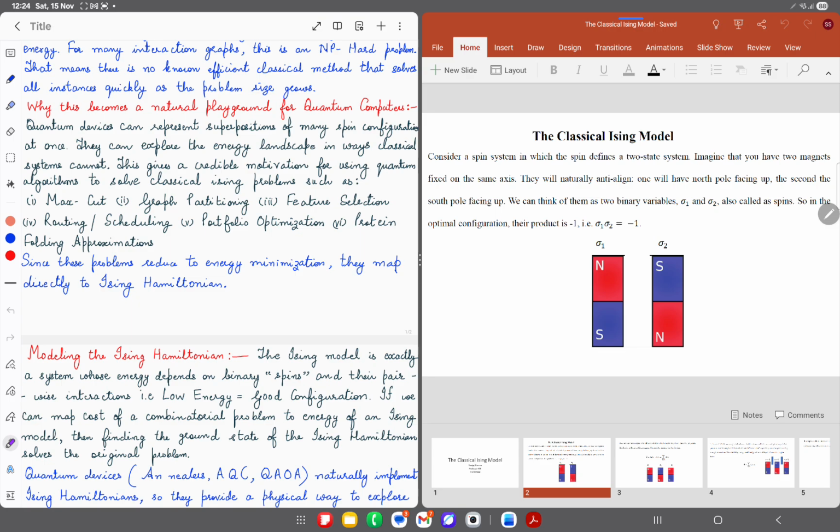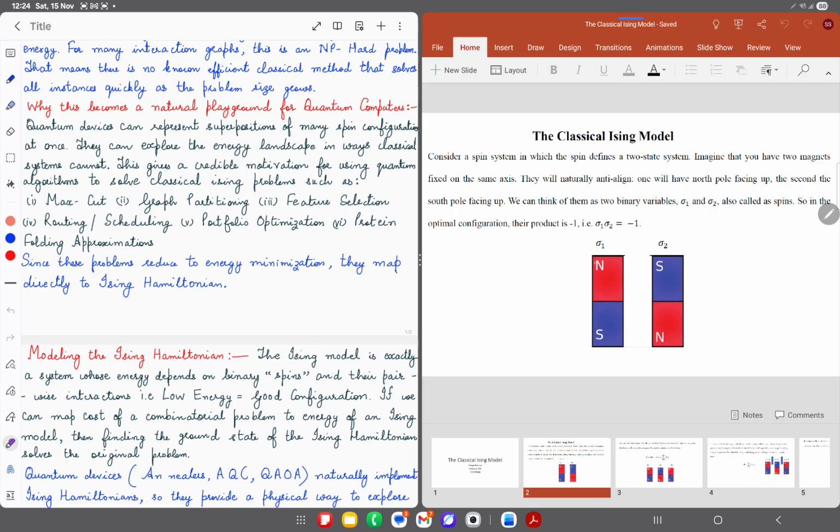Imagine that you have two magnets. We will start from two magnets and end up with many more, but let us start from the two-magnet configuration. Imagine that you have two magnets fixed on the same axis. If the two magnets are placed side by side, they will naturally anti-align.